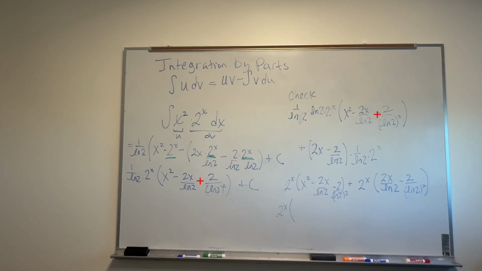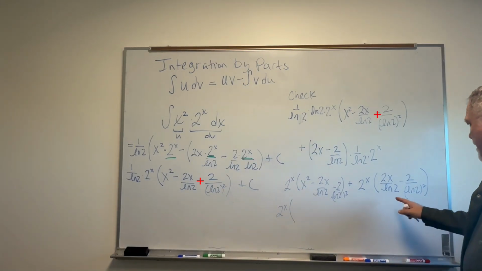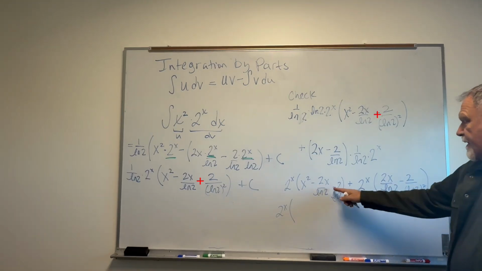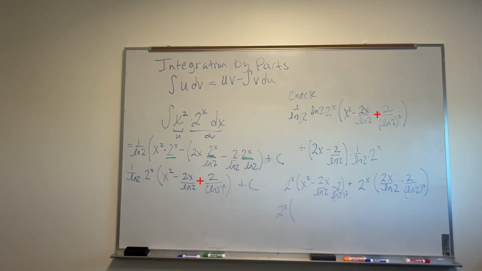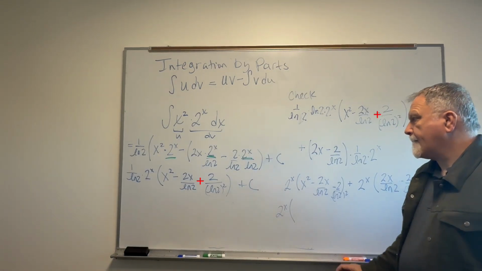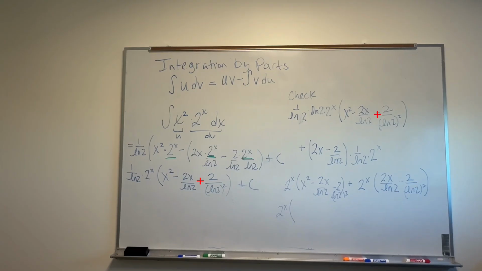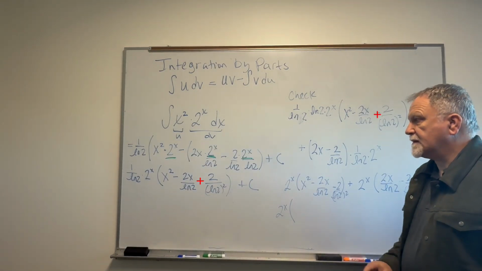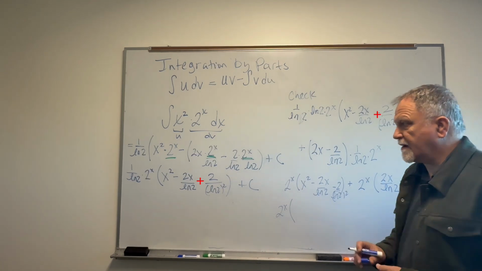So let me look at these values. Actually, they're looking like they're the same value. I'm expecting them to be different. So I might have made an error. So let me go back and try to figure out where that error might be, because I'm expecting those two quantities to cancel, and they don't. And so that's a problem for me. And I see my error. So let's go back and catch my error.